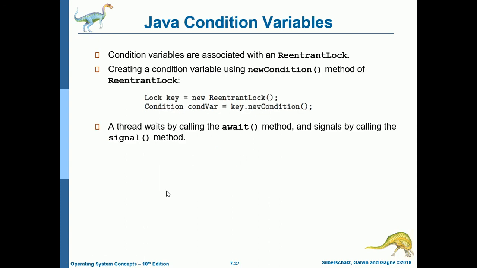Okay, next we have the Java condition variables. Condition variables are associated with a reentrant lock. We create a condition variable using the newCondition method of reentrant locks, such as this. So Lock key = new ReentrantLock, and Condition convar = key.newCondition. A thread waits by calling the await method and signals by calling the signal method.